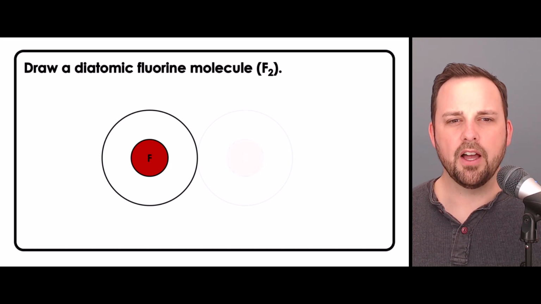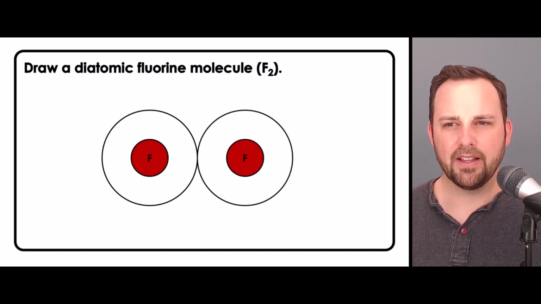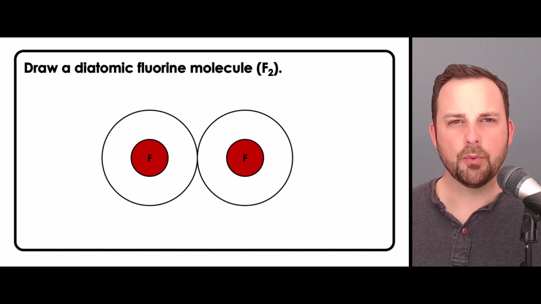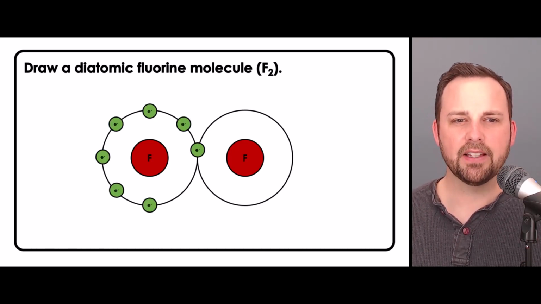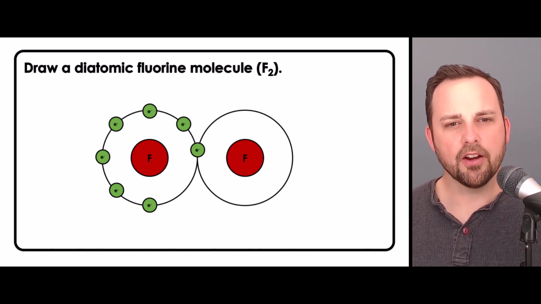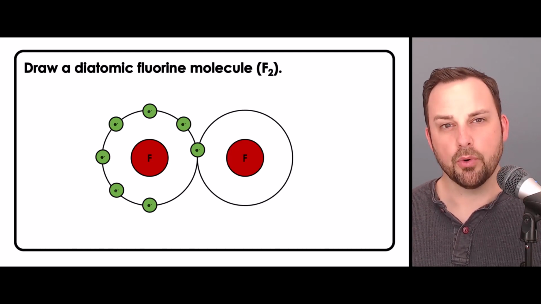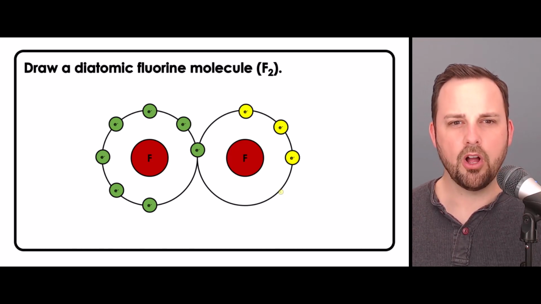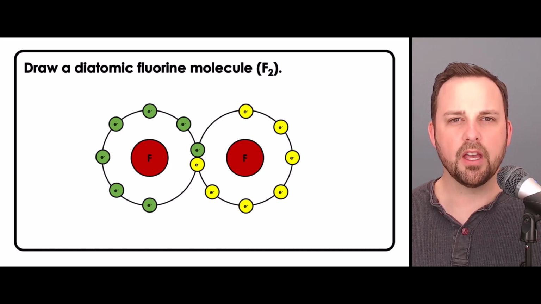Now we'll draw the other fluorine nucleus with its valence shell, and we have to decide where we're going to put all of these electrons. Fluorine is from group 17, so we know it has 7 valence electrons, and one of those electrons is going to be shared with the other fluorine atom. Now we'll draw the electrons for this other fluorine atom. We'll draw all 7 of them, and one of them is being shared with the other fluorine atom.